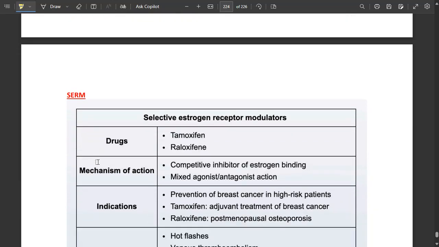Now let's talk about the last point of this lecture, which is selective estrogen receptor modulators. SERMs include tamoxifen and raloxifene.